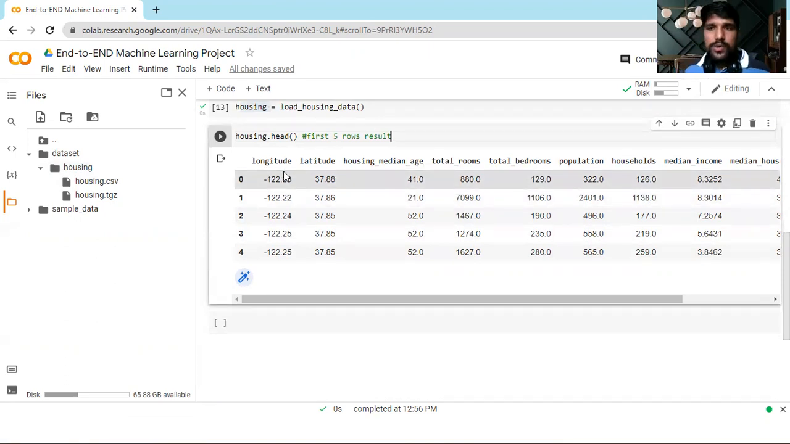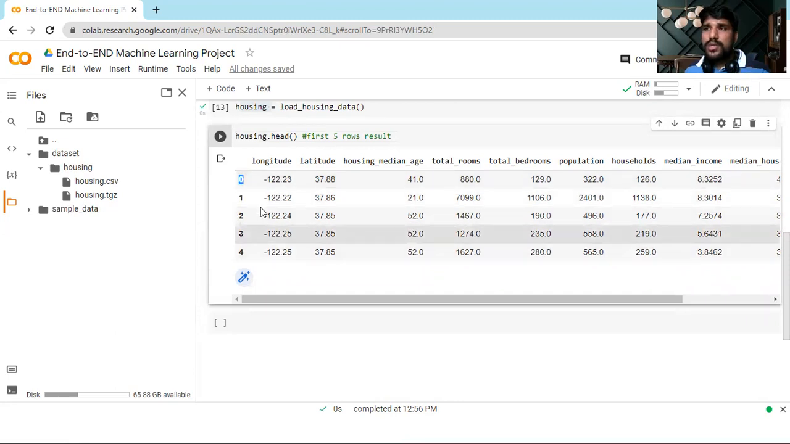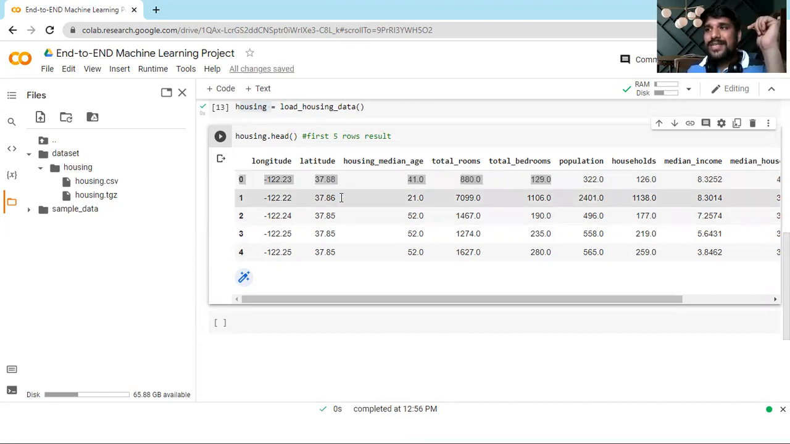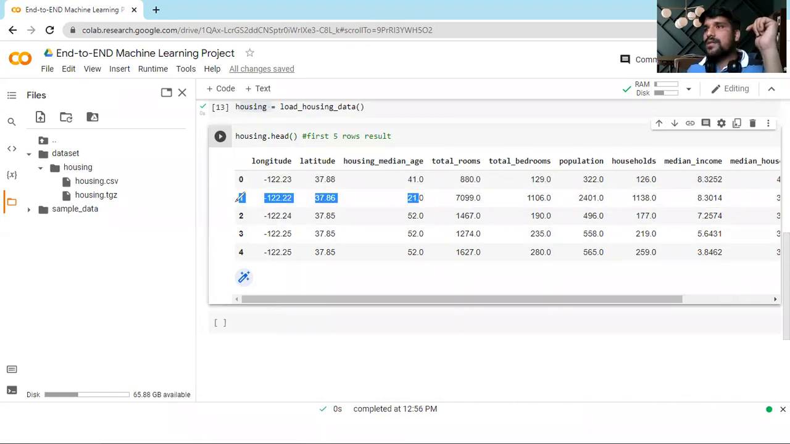It contains longitude, and each row, 0 1 2 3 4, means one district. If you don't know our problem statement, I request you to watch the first video because it is very much interlinked here. So 0, this is my first district information. This is the second district information. Let me take the pencil. Yeah, this is my second, this is my third district information, this is the fourth, and this is the fifth, and it goes on.